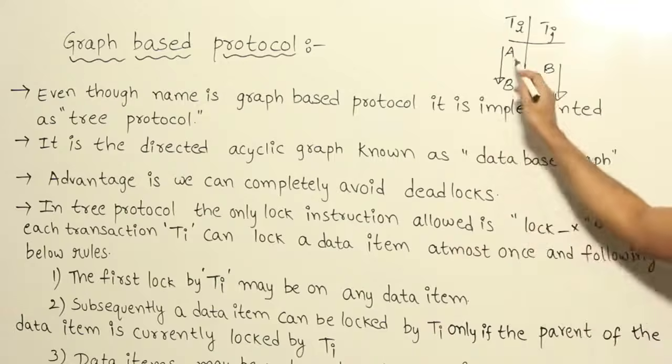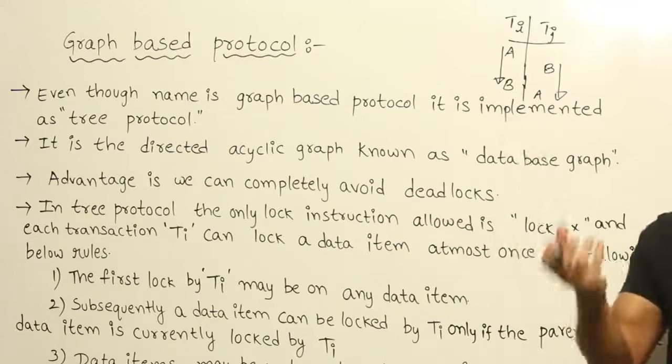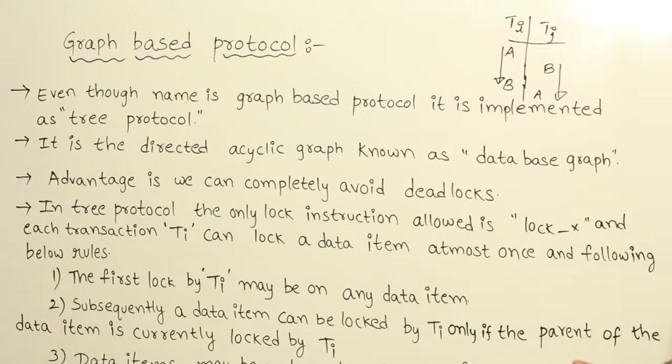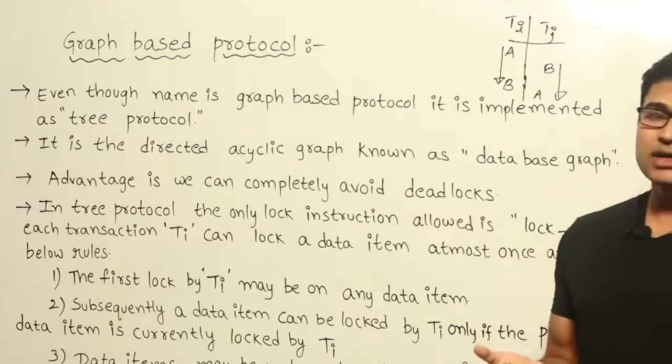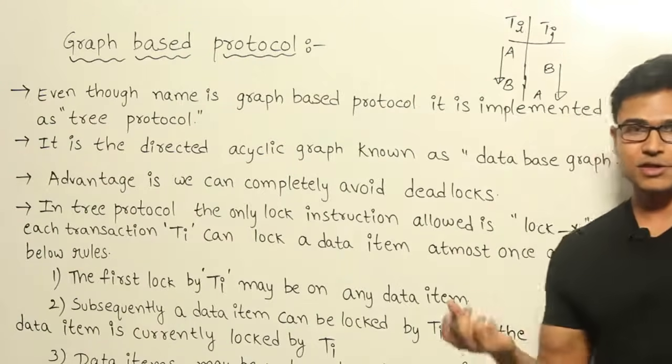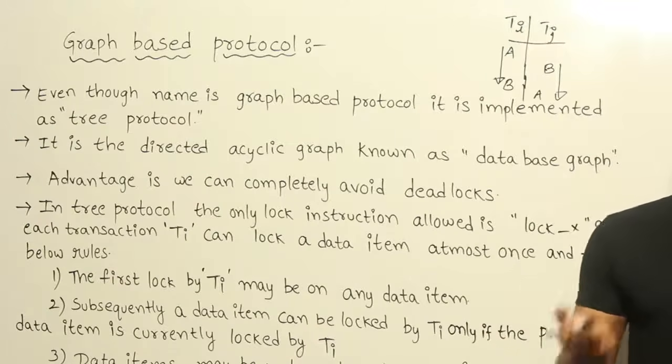Now if we can make sure that all of them request them in the same order, then there will be no problem of this deadlock, right? Therefore there has to be some ordering between the data items. If we can maintain that ordering, and every transaction can obtain the locks only in that order, then we can avoid deadlocks.